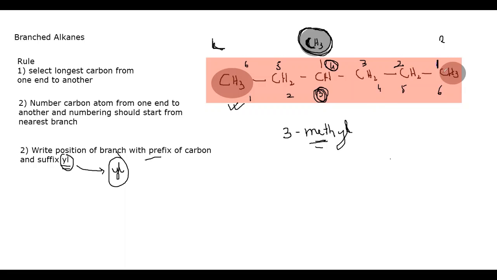Then how many carbon in the chain? 1, 2, 3, 4, 5, 6. So for 6, we will use hex. And they have a single bond, so we will say it is ane. So what is the name of this compound? It is 3-methyl hexane.